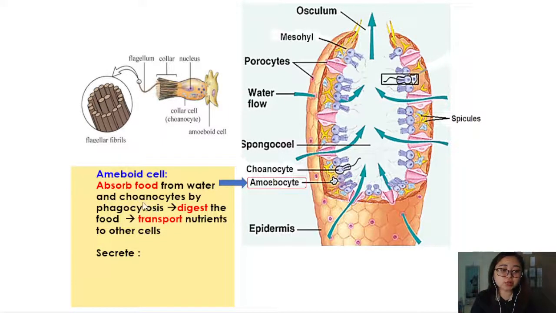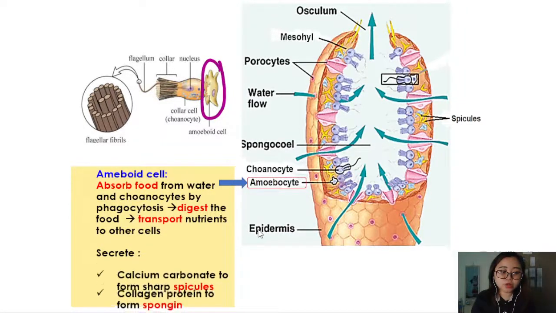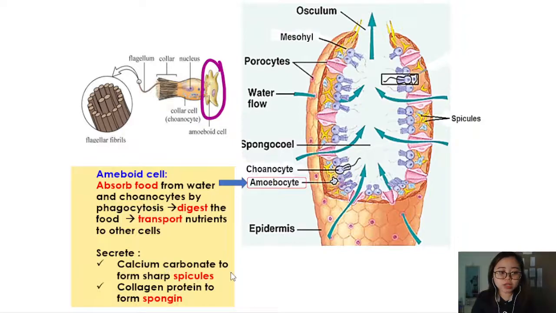The amoeboid cell will absorb food from water and choanocytes by phagocytosis. So it will ingest the food, and then after digesting the food, it will transport the nutrients to other cells in the sponge. This amoeboid cell will also secrete calcium carbonate to form sharp spicules and secrete collagen protein to form spongin. So, spicules ni yang kita akan tengok sebentar tadi dihasilkan oleh amoeboid, dan amoeboid tukang hadam, tukang hasilkan collagen.